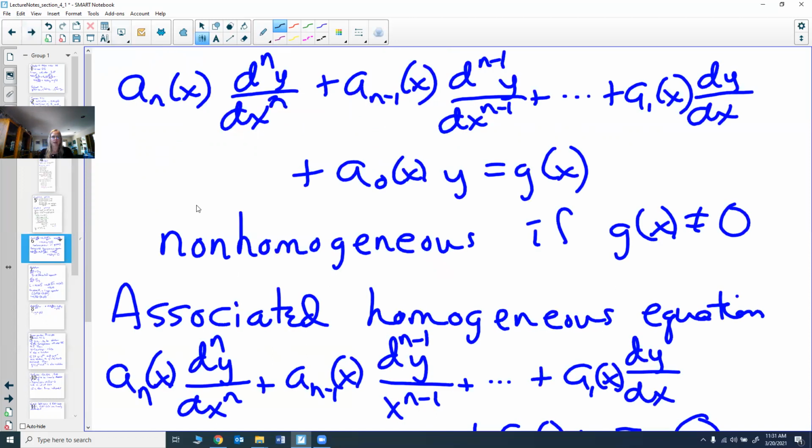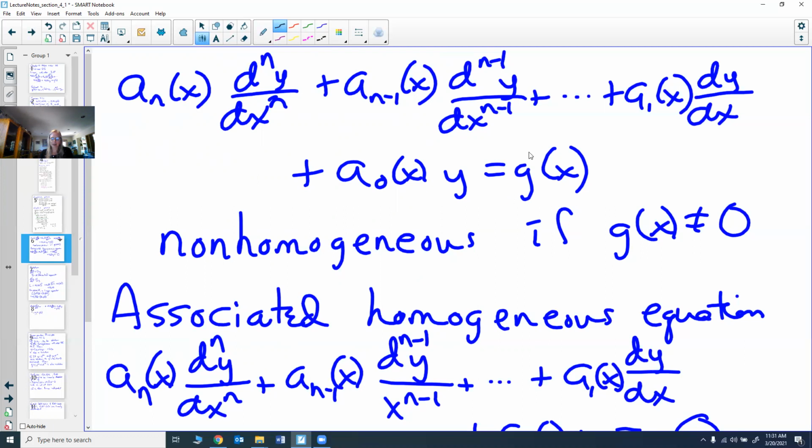The next thing I want to look at is what we would call this differential equation, which is actually called non-homogeneous. If the g of x doesn't equal 0, it's non-homogeneous. If it's equal to 0, then we call it homogeneous.